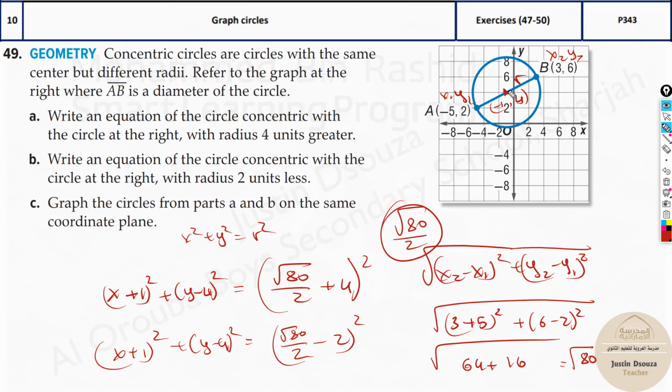Over here, if you have a compass, you can just take the radius. You have to just do this in the calculator and then draw that radius and one more radius. So that is how we would do it.